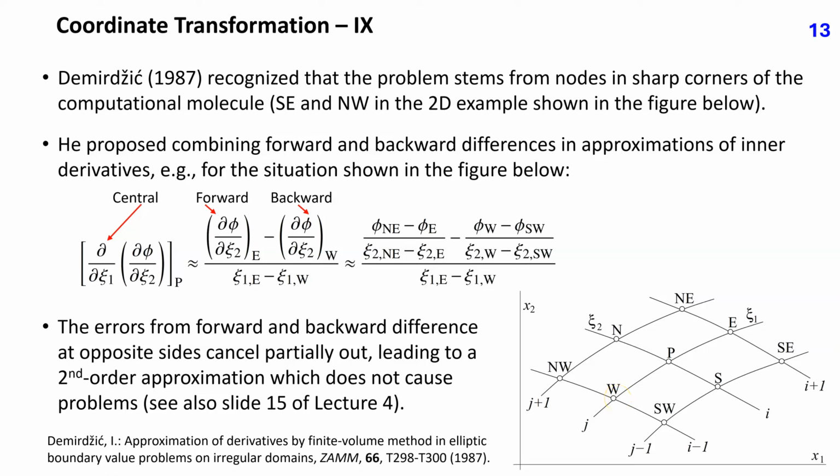Both forward and backward differences are first-order approximations. However, the errors from forward and backward differences at opposite sides, node E and node W, cancel partially out, leading to a second-order approximation which does not cause problems. See also slide 15 of lecture 4.